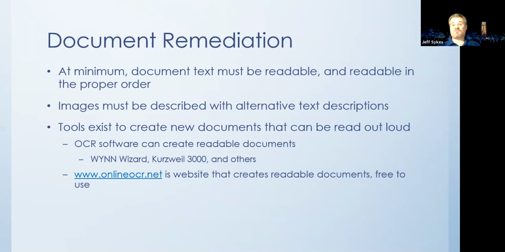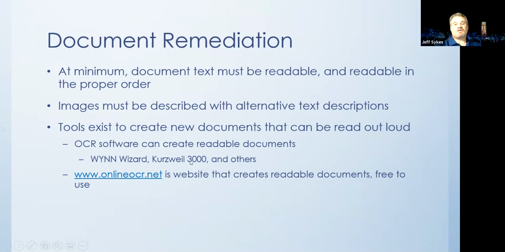So the rule on that is if there is any image that adds meaning to a document, the image needs to have a description. Alternative text is invisible text. It's not something that's visible to a sighted user, but it's something that a screen reader can read out loud. And there are tools that exist that we can use to fix problems in documents.